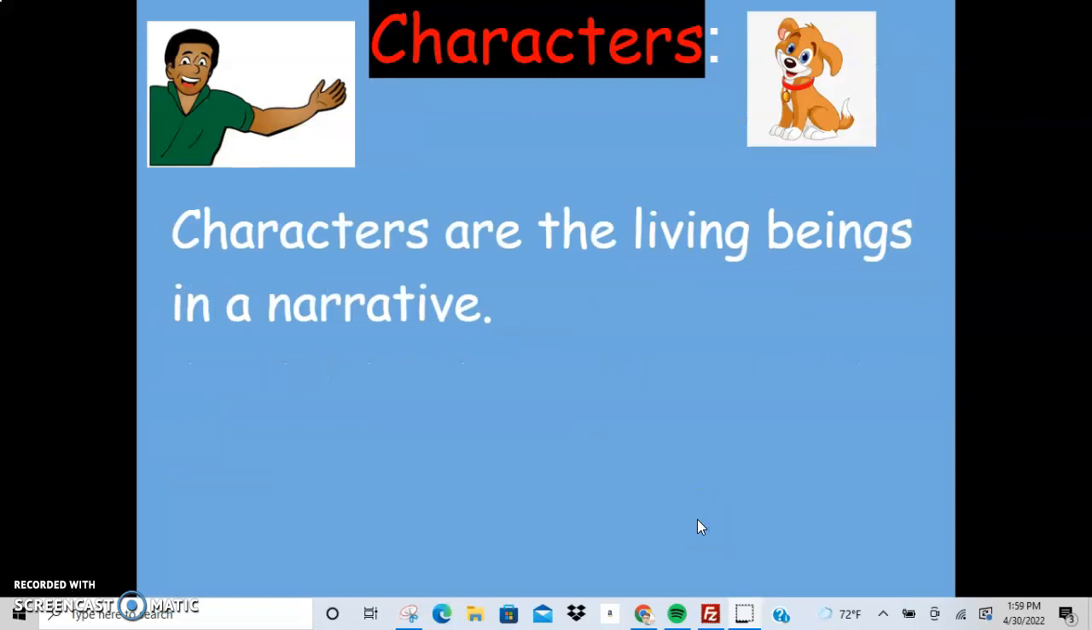The next important term to know about a narrative is the word characters. It just means the living beings in the narrative. That can be a talking dog in a film, or it could just be a person like you or me. That's the main character of a text. This also includes background characters that don't get a lot of time in the story.